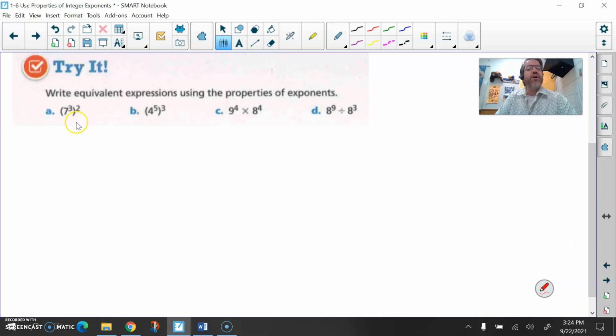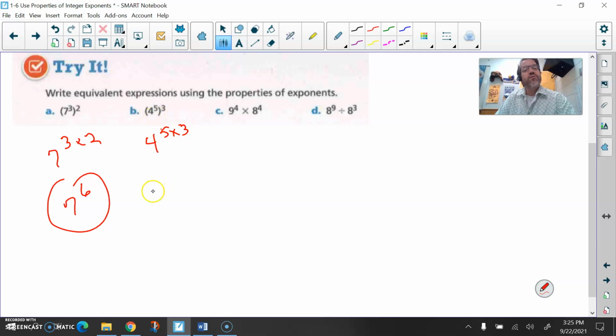Here in part A, we're just solving each of these. 7 to the 3rd, it's being squared. Power to a power, we multiply those exponents. So it's 7 to the power of 2 times 3, which is 7 to the 6th. Same thing here, power to a power. So it's 4 to the power of 5 times 3, or 4 to the 15th.